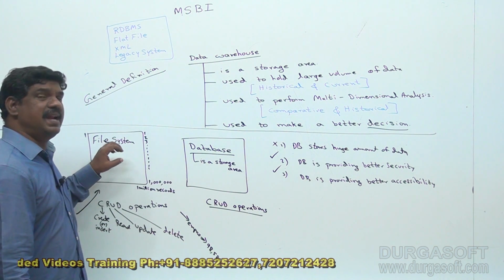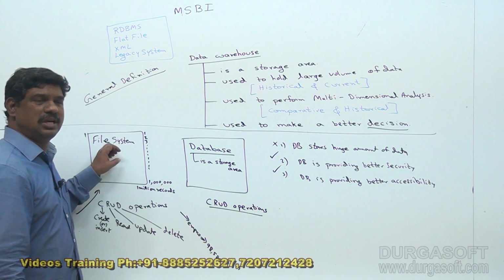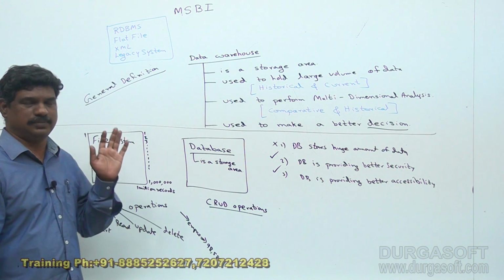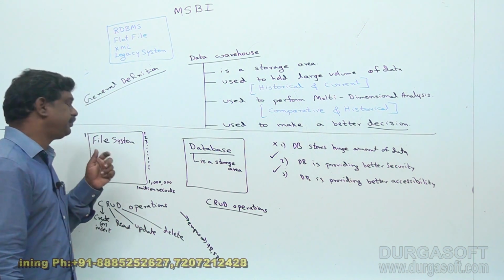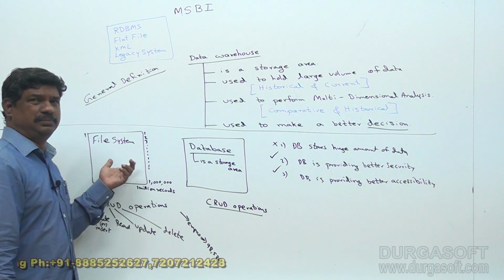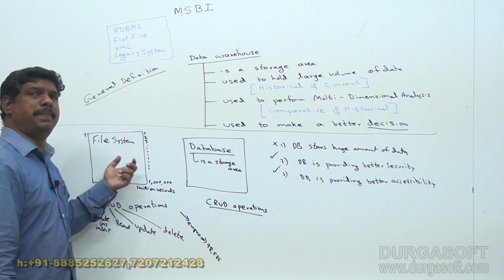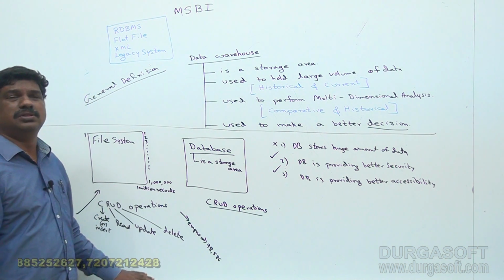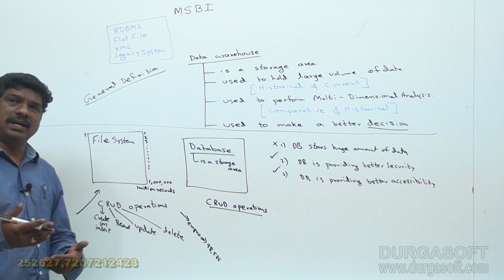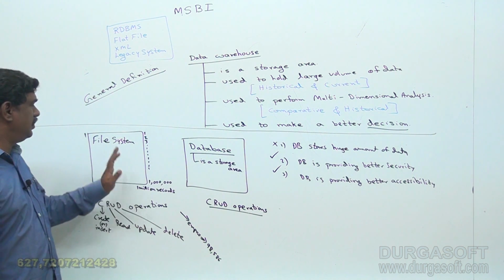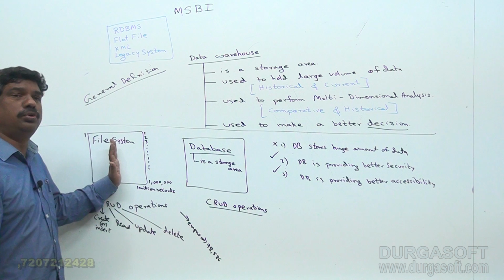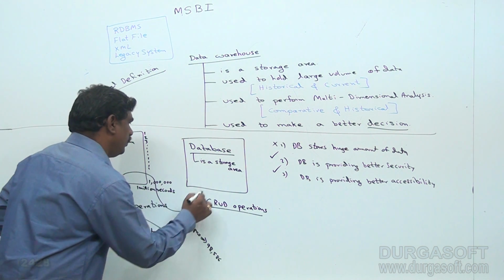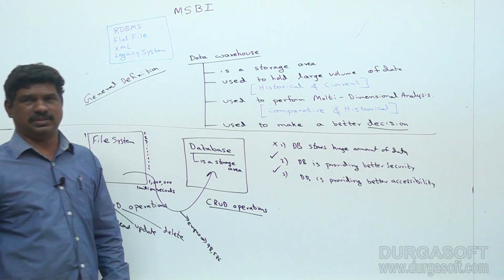Means when the data increases in the file system, it becomes slow in execution. If data is very less, fine, but if data is increasing step by step, it becomes slow. So we are talking about only 1 million records, but in a business system you will have more data than this. At that time the system is not able to respond properly. That is the reason we are switching to database.